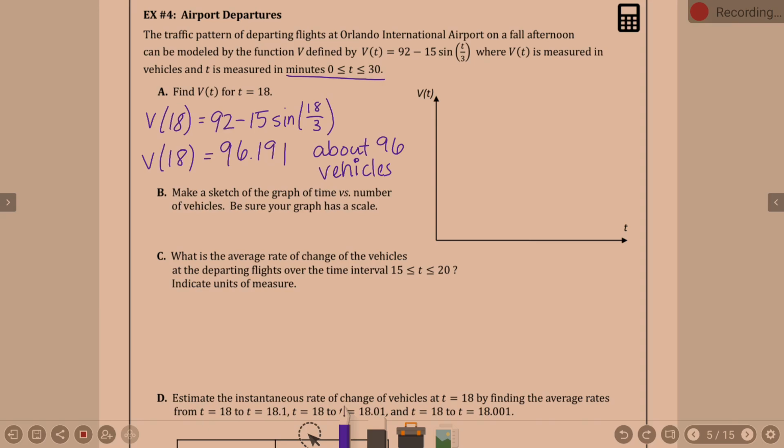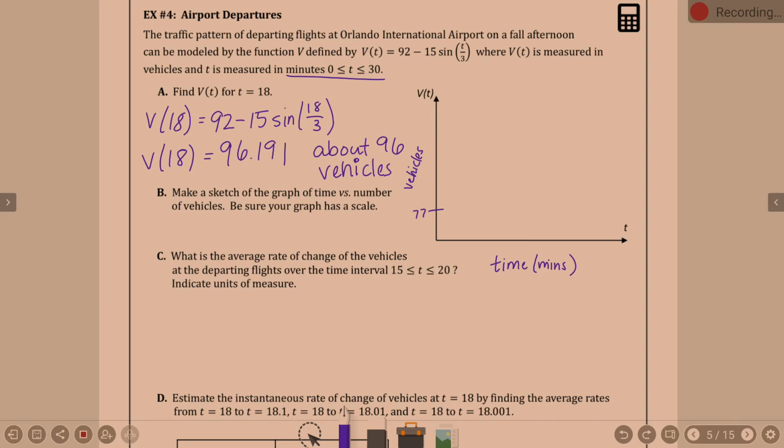So, now it says be sure your graph has a scale. You should always have a label. This bottom axis, the t-axis, is what? It's going to be time in minutes. My left is V of t, which is vehicles. Okay. This doesn't have to be drawn. I mean, technically, that lowest piece is 77 up. You don't necessarily have to do that, but I think on mine, I did like 77 here. As long as it's labeled, it's good.